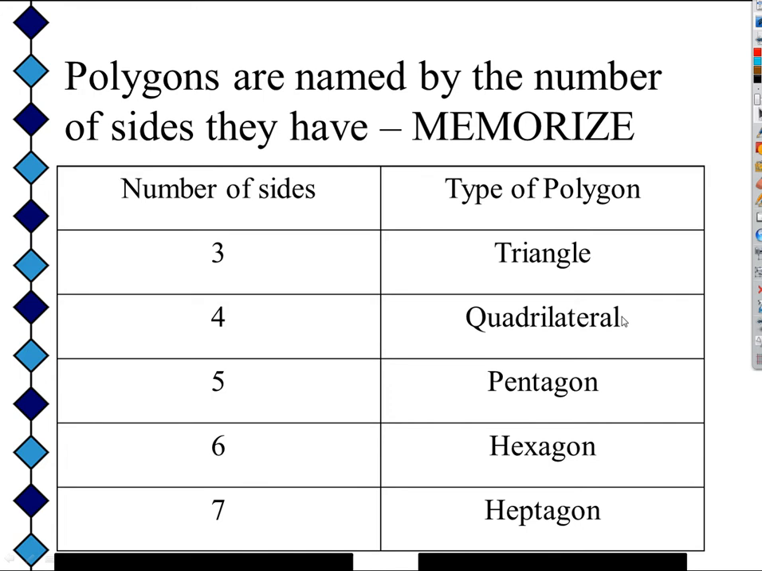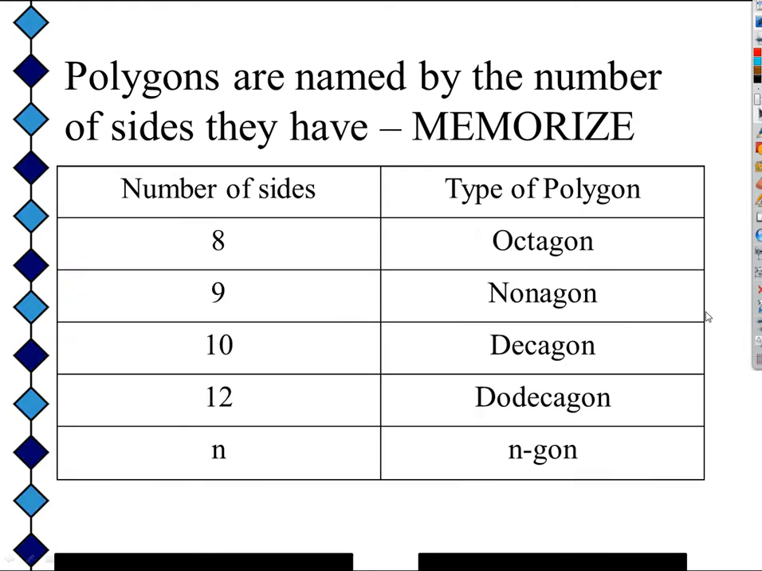5 sides is a pentagon because we know penta means 5. Hexa means 6, so 6 would be hexagon. Hepta means 7. And the way I remember that is like a heptathlon is when you have 7 competitions in track, 7 events. 8's obviously an octagon. 9's one you may not have heard. A nonagon is 9. 10's a decagon.